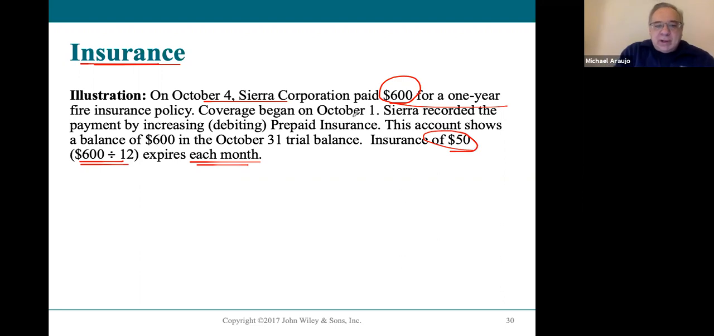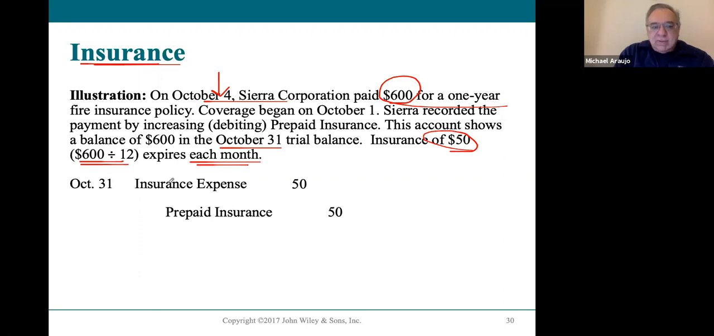So for the month of October, which is what we're focused on here for Sierra Corporation, it's October the 31st. They need to do an adjusting entry. They can expense the insurance that they've used, $50 insurance expense. Notice the expense is specific, insurance expense. And they credit prepaid insurance because they are lowering the value of this asset account. That's the journal entry that occurs in October.